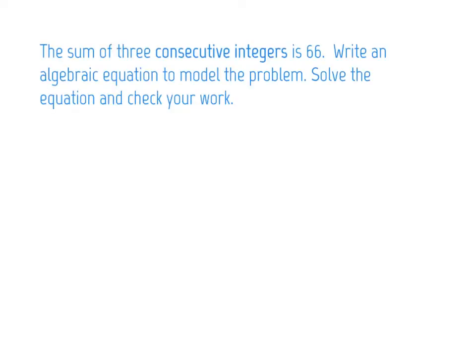All right, let's take a look at what this looks like in an equation word problem. So this problem says the sum of 3 consecutive integers is 66. We're asked to write an algebraic equation to model the problem. We're going to solve that equation and check our work. Okay, so let's reread this now and kind of break it down piece by piece. Make sure we understand what it's telling us.